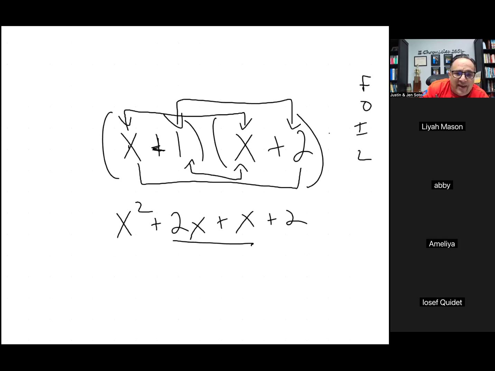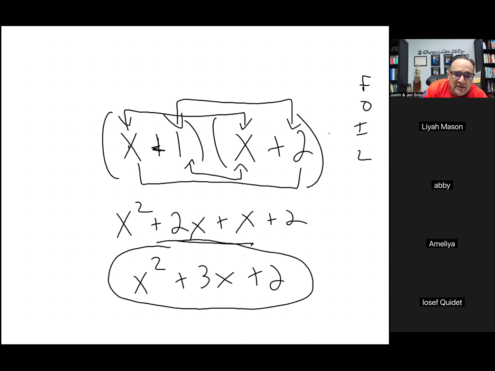So I can't add the x squared to anything, so it's x squared. 2x plus x is 3x, then plus 2. Okay? So this is our simplest form. This is our answer right here. We multiplied x plus 1 in parentheses times x plus 2 in parentheses, and our final answer is letter D, x squared plus 3x plus 2. All right?